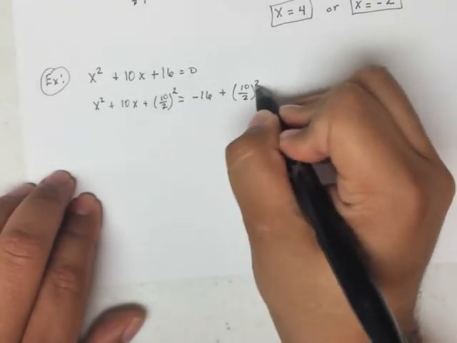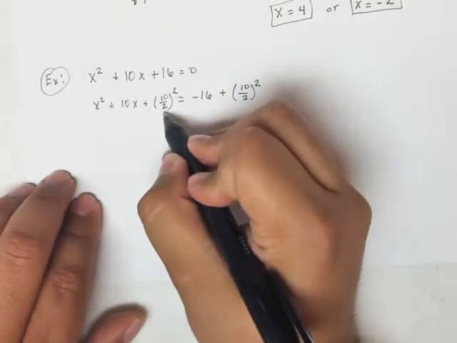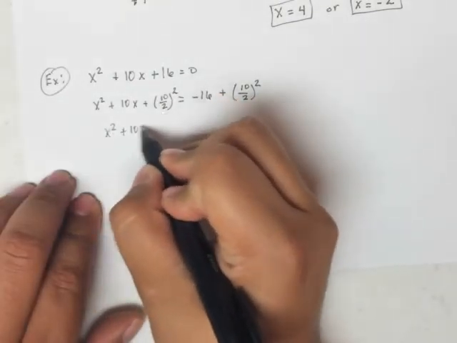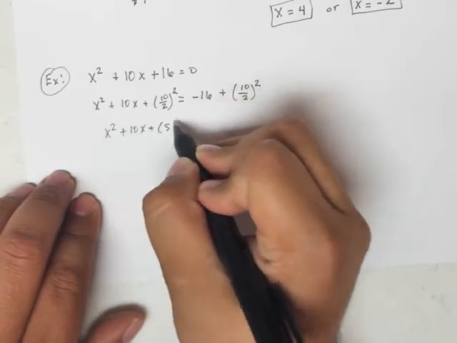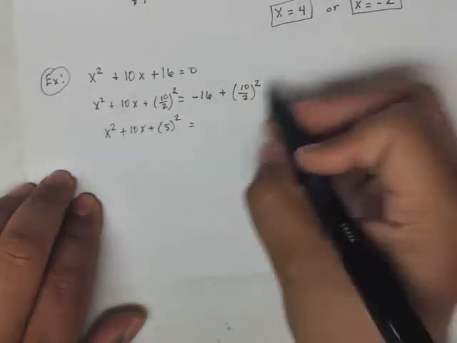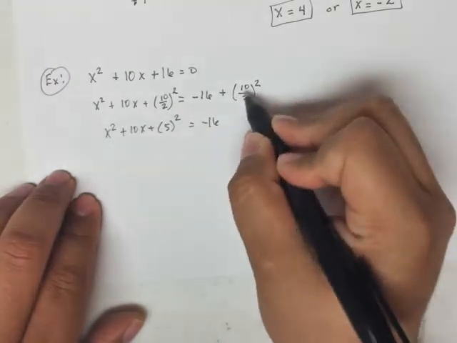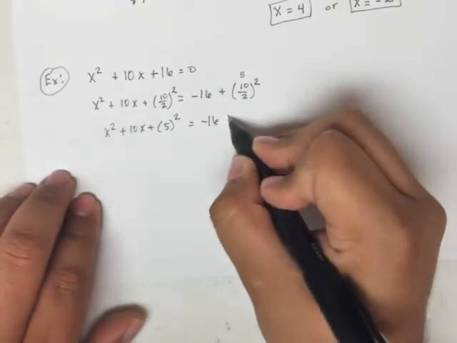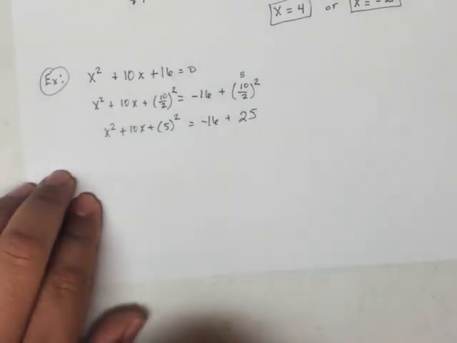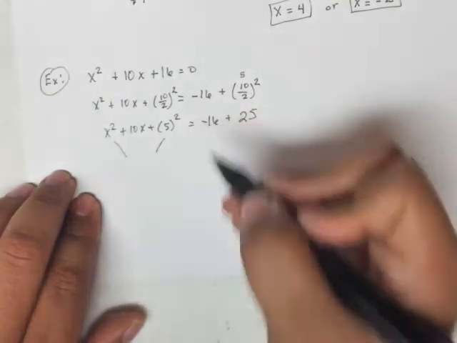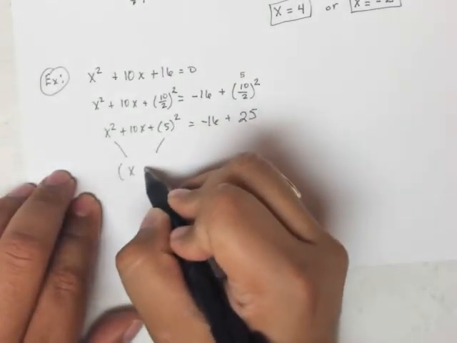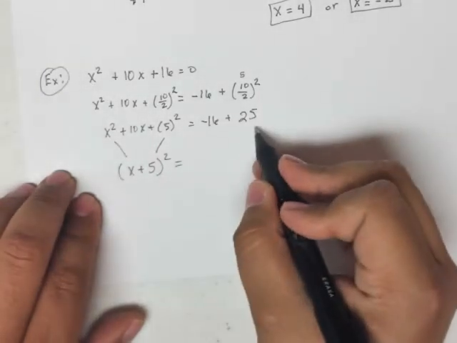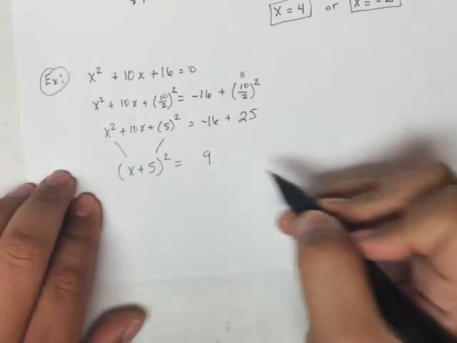So I'm going to do that to both sides. I'm going to say x squared plus 10x plus 5 squared equals negative 16 plus, and remember this was 5 right here, 5 squared is 25. So I'm going to pull this together using that trick and say (x plus 5) squared equals negative 16 plus 25. Again, we get something that equals 9.